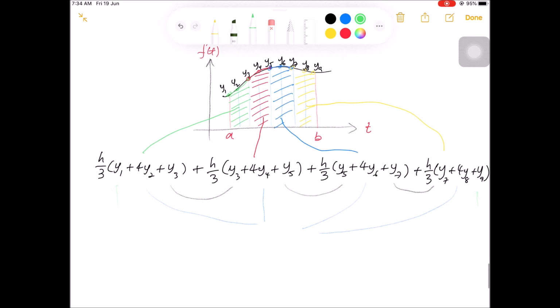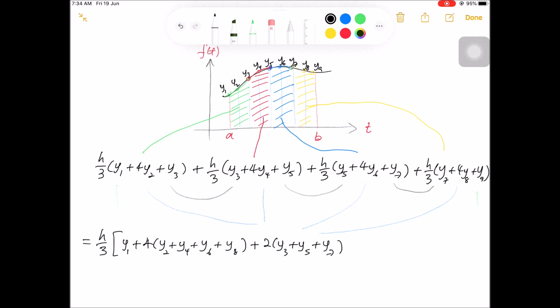So if we rearrange them, we can have this equals to h over 3 y1 plus 4 times y2 plus y4 plus y6 plus y8, and plus 2 times y3 plus y5 plus y7, and plus y9.